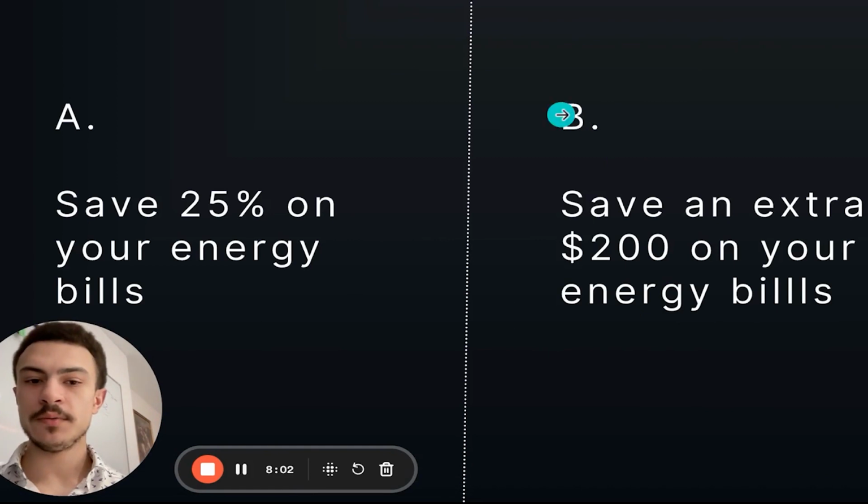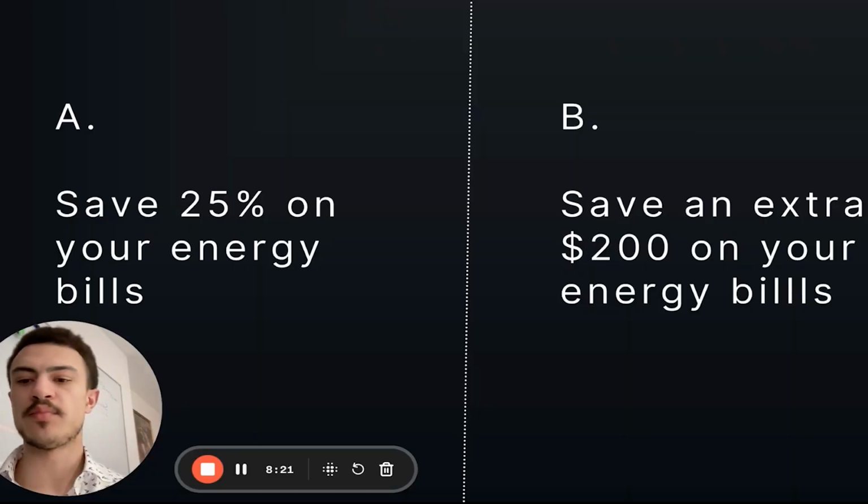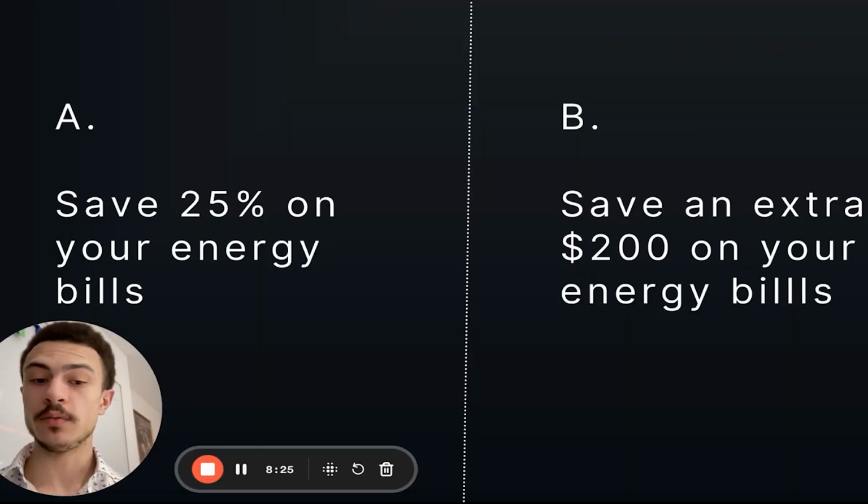Here's another example of the framing effect. So you can save 25% on your energy bills, or you can save an extra $200 on your energy bills. 25% is not very tangible. $200, that sort of elicits the imagination of what you can do with an extra $200. It's a lot more impressive, but you can also reverse this as well, and we'll see shortly.